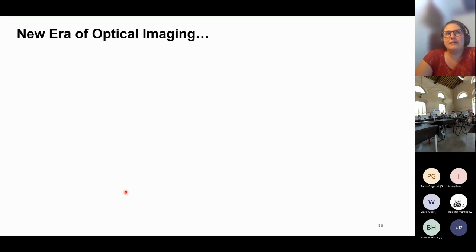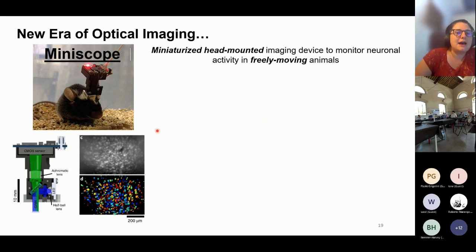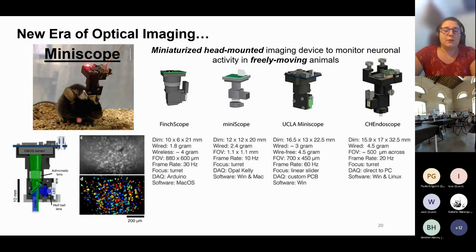So what is the new era of optical imaging? The new era is based on the miniscope. A miniscope is a miniaturized head-mounted imaging device that is able to monitor neural activity in freely moving conditions. Here I will show some different types of miniscopes developed by various universities in the USA.